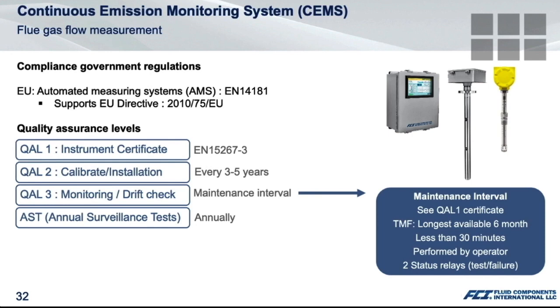A thermal mass flow meter has the longest available maintenance interval of 6 months. It can be performed within less than 30 minutes, and please also pay attention to whether it's required to hire the manufacturer on site to perform this check, as obviously field service technician rates can be expensive compared to your plant operators being able to perform the verification themselves. And there is an indication to the operators that the test is being performed by 2 status relays in this example.